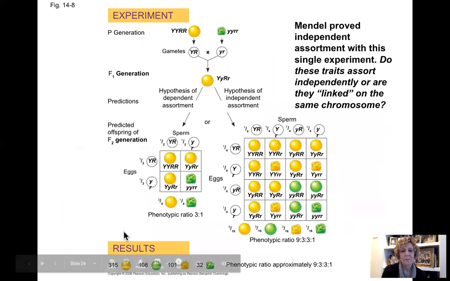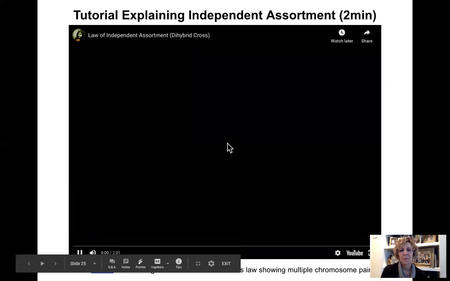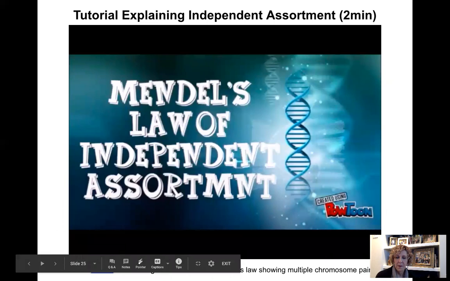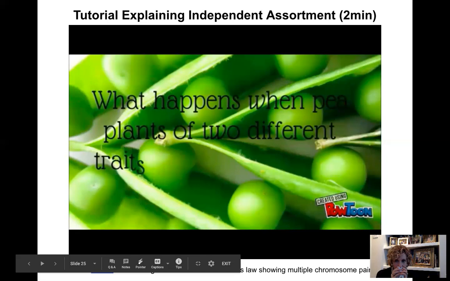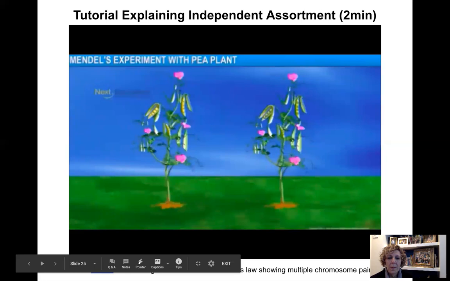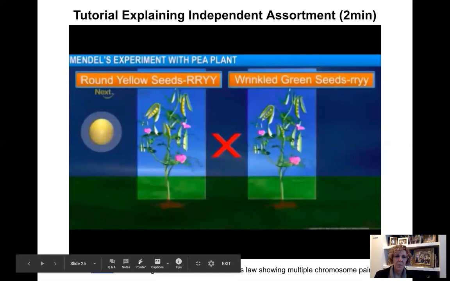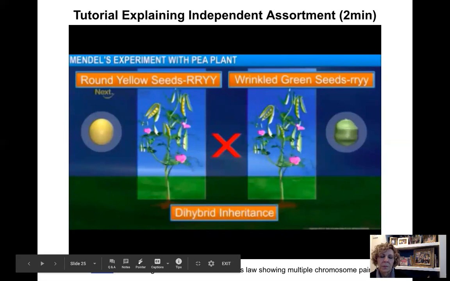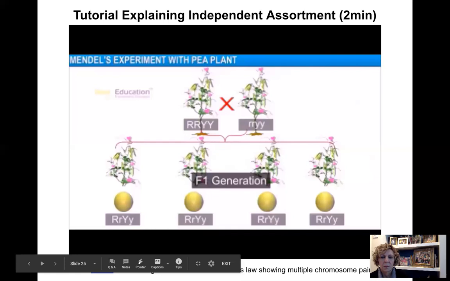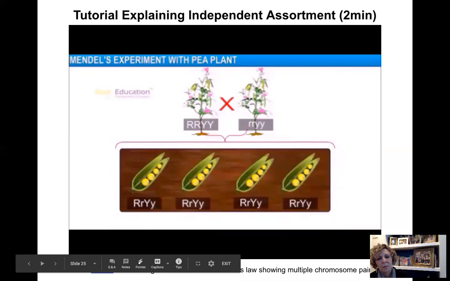Mendel's law of independent assortment. What happens when P plants of two different traits are bred with each other? Let's consider a hypothetical situation. We cross a plant producing round and yellow seeds with a plant producing wrinkled green seeds. The inheritance of two such characters is known as dihybrid inheritance. The entire F1 progeny produces round and yellow seeds.